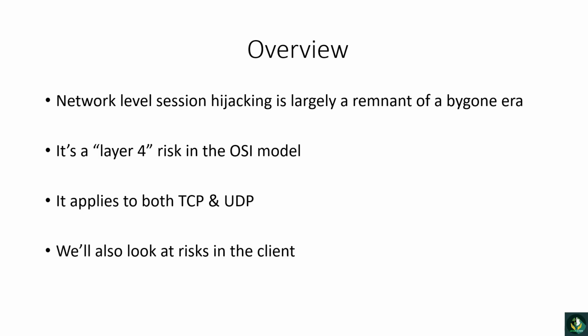Now when we talk about network level session hijacking, we are talking about layer 4 of the OSI model, the transport layer. So far we have only been looking at layer 7, which is up at the application layer. We are going to get lower down in the stack, and as we progress you will see a different level of detail to what we have seen before. We are actually going to be looking at the packet level on the network layer.